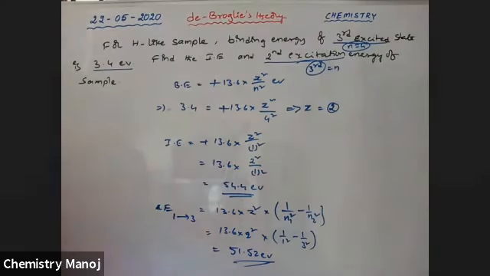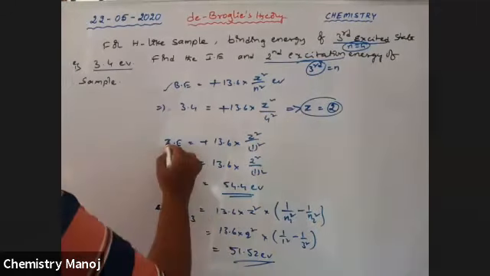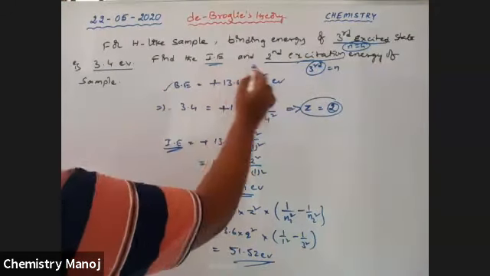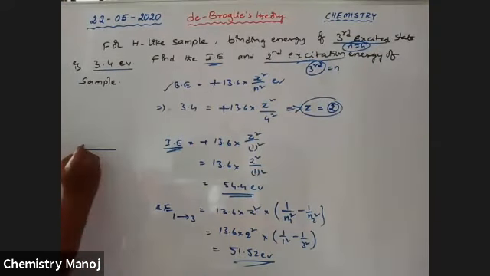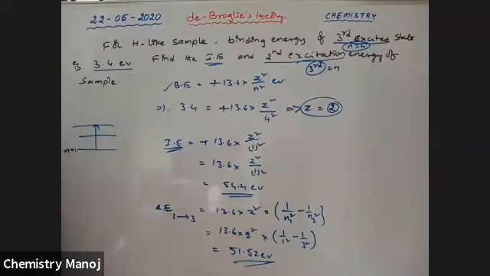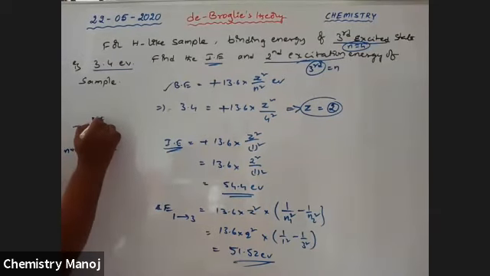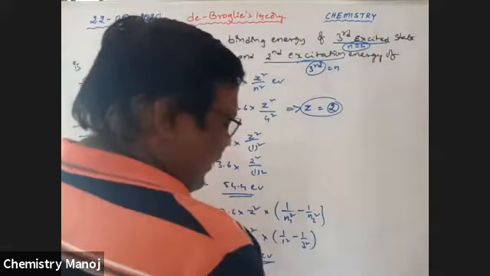So this is the way to calculate. By using the binding energy, first I calculate the Z value. Using that Z value, you calculate ionization energy and second excitation energy. Second excitation energy means the electron is jumping from the first orbit to the third orbit, so n1 is equal to 1, n2 is equal to 3. Substituting those values gives the second excitation energy. This is an important method. Next one.